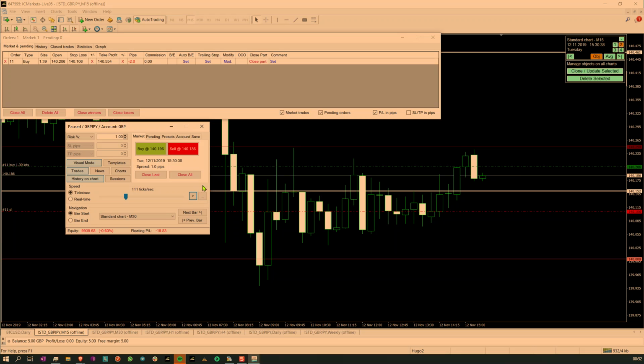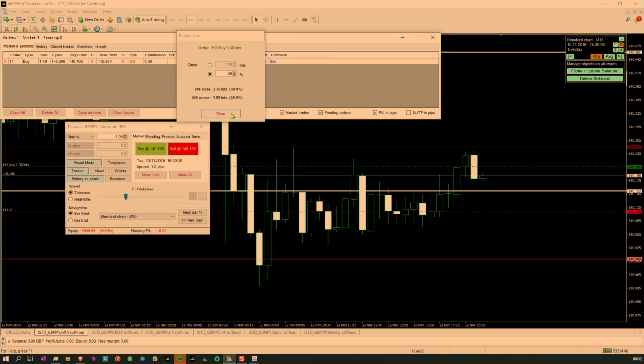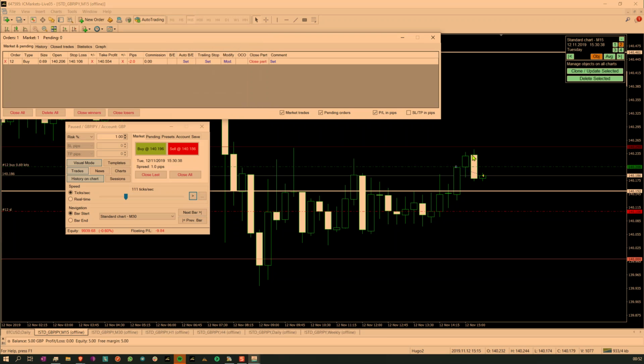Oh my god. Is it even possible that every time I have to cut partial? Jesus, cut 50%. Ridiculous. I will have it if we break the high again. No, not looking good.